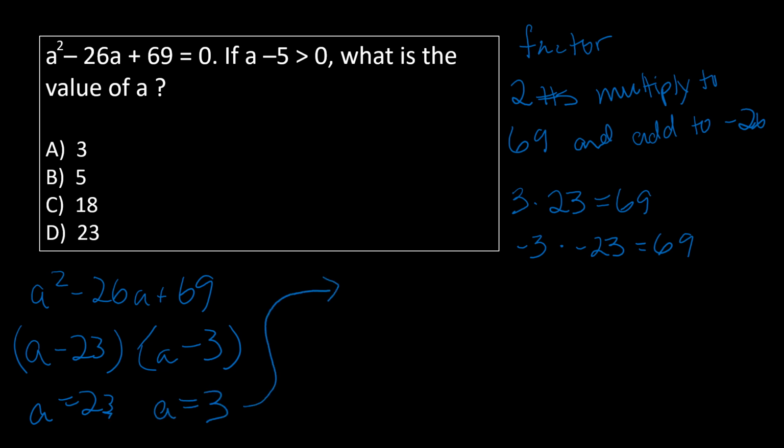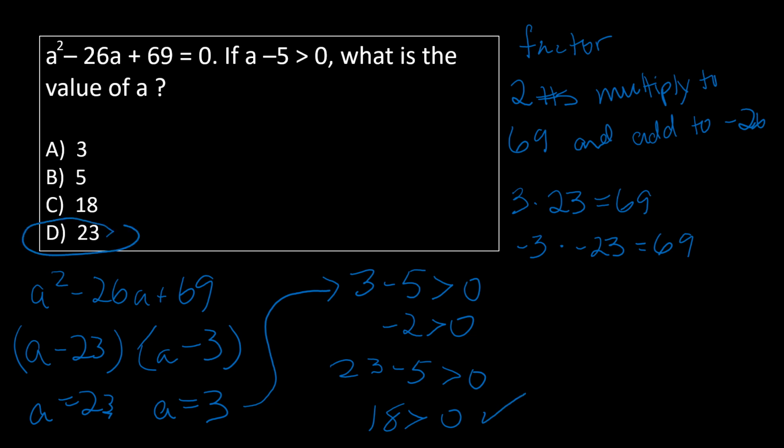And if we know a minus 5 is greater than 0, well, 3 minus 5, negative 2, is greater than 0? That's not true. 23 minus 5 should be greater than 0. Yep, 18 is greater than 0. This means a is going to be 23. Answer is D for that first one.